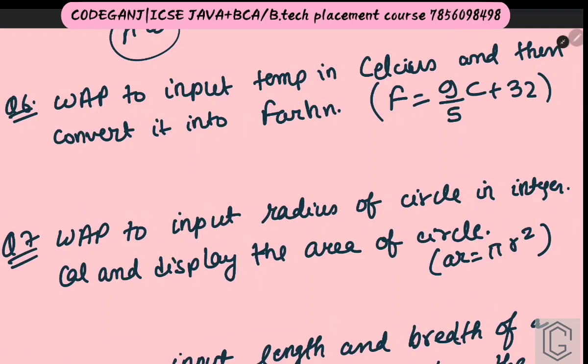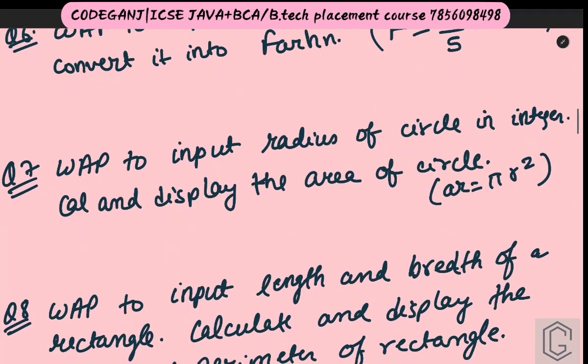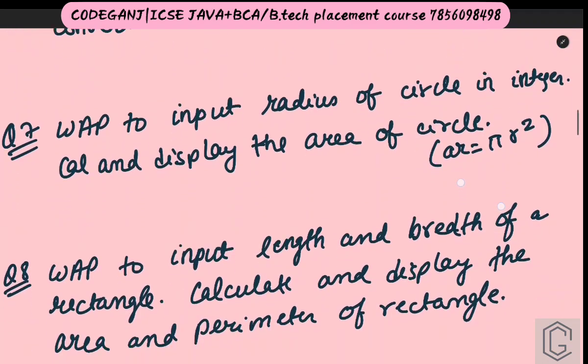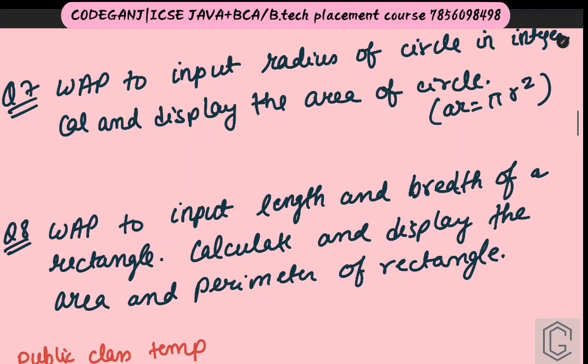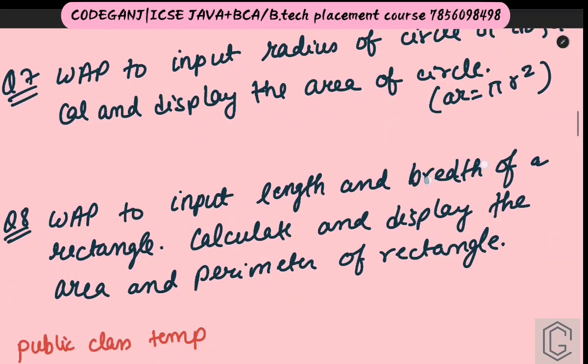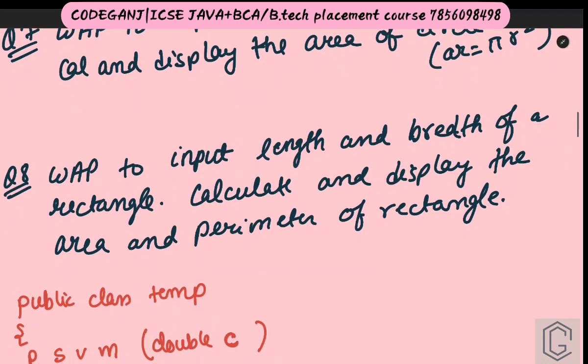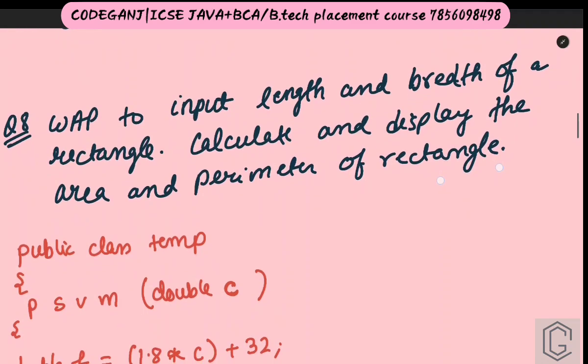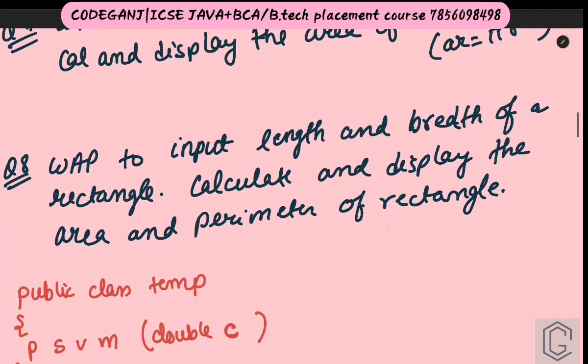Write a program to input the temperature in Celsius and convert it into Fahrenheit. Input the radius of a circle and calculate and display the area of the circle. Write a program to input length and breadth of a rectangle, and calculate and display the area and perimeter of the rectangle. Okay, cool, great.